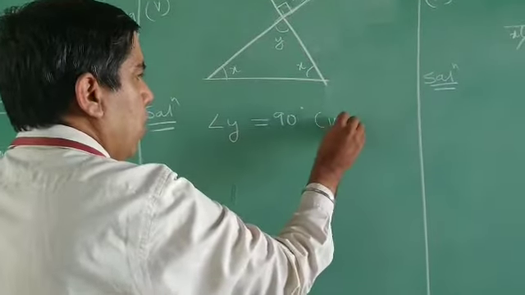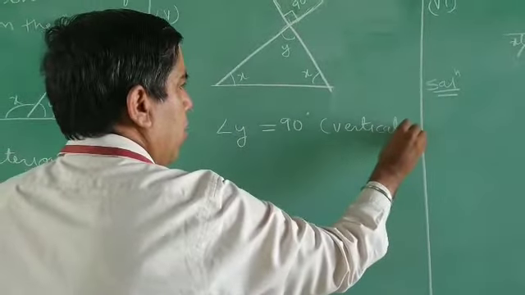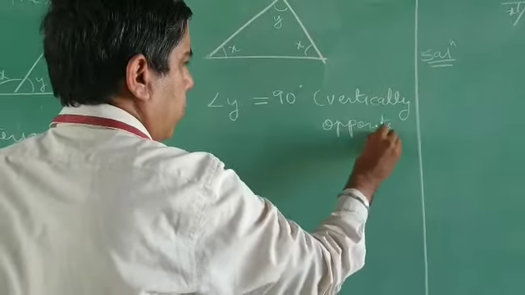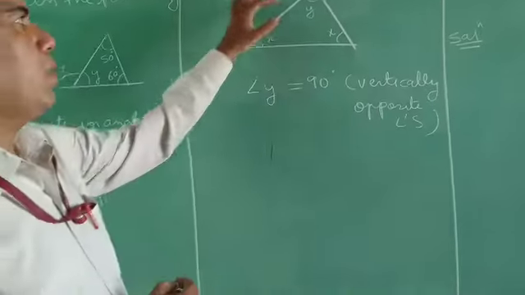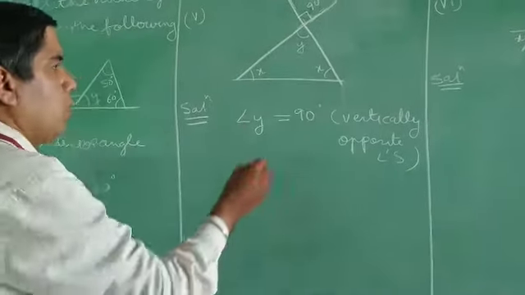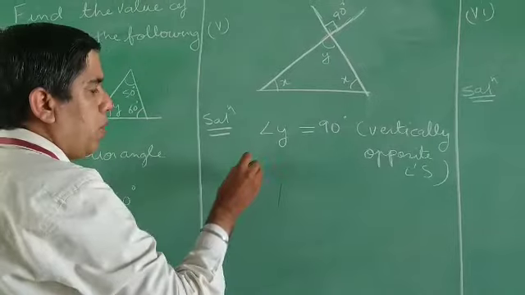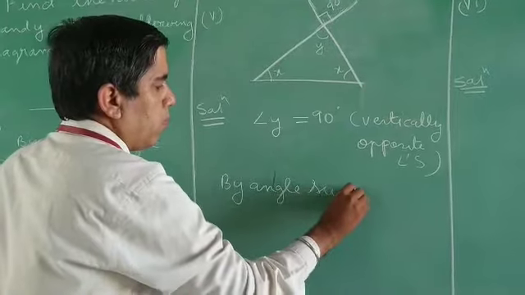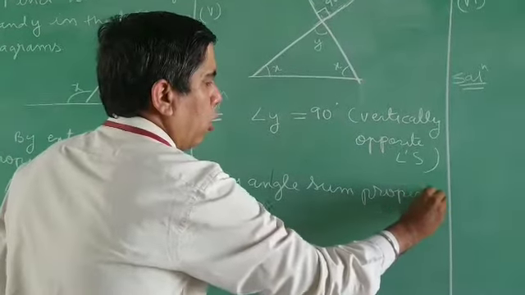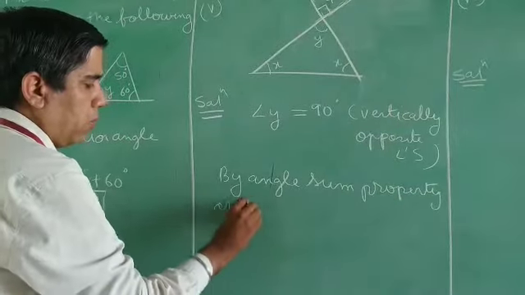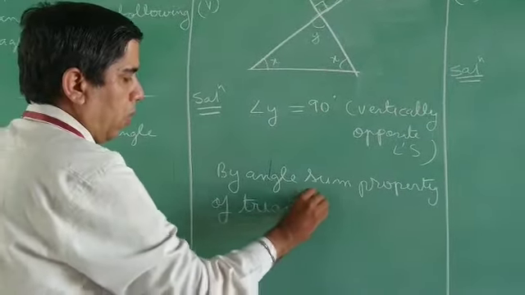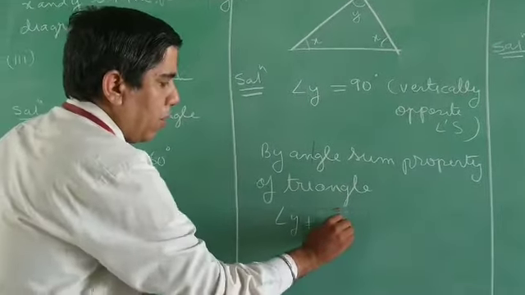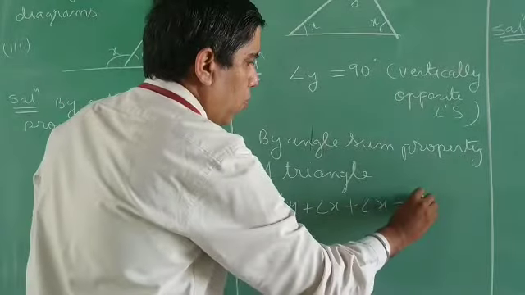Write the reason: vertically opposite angle. Right? Because these are vertically opposite, you can see. Now this is 90. So now we are going to use the angle sum property of a triangle. What result do we get? Angle y plus angle x plus angle x equal to 180.